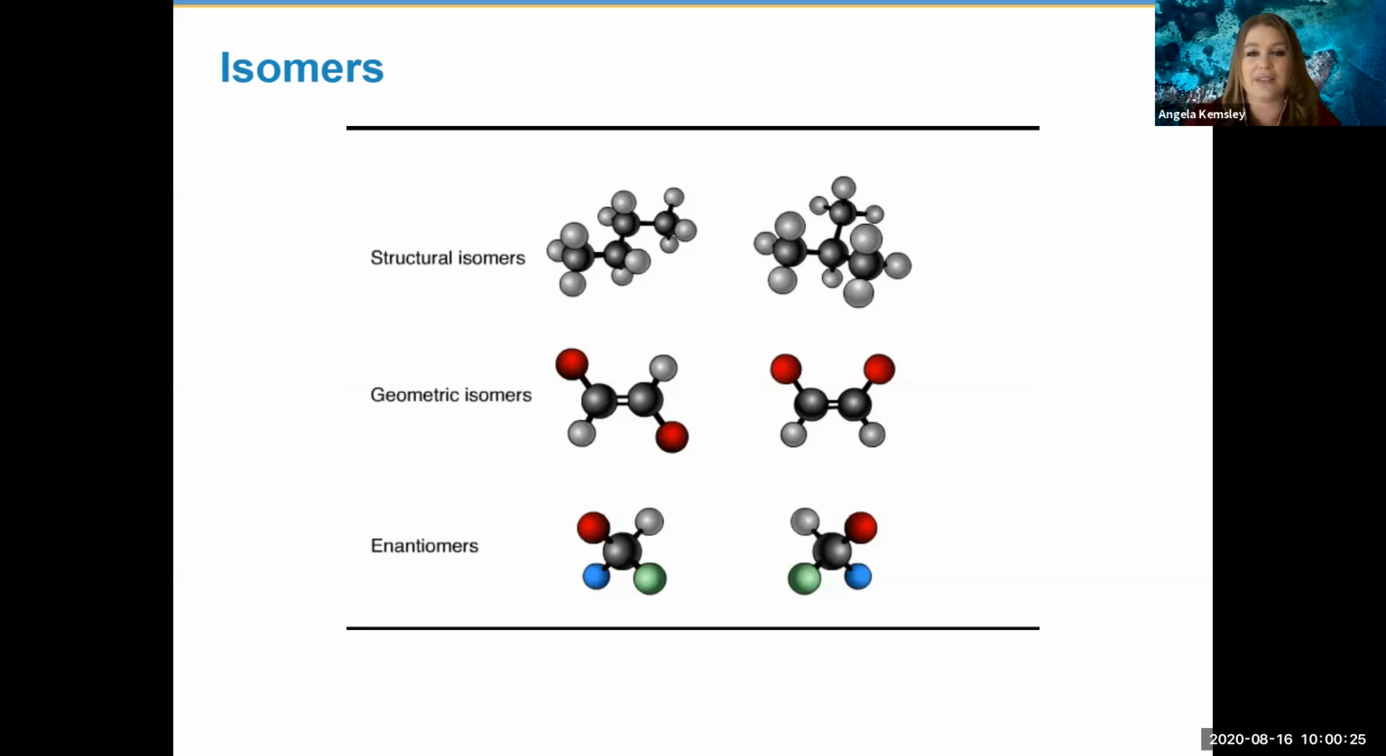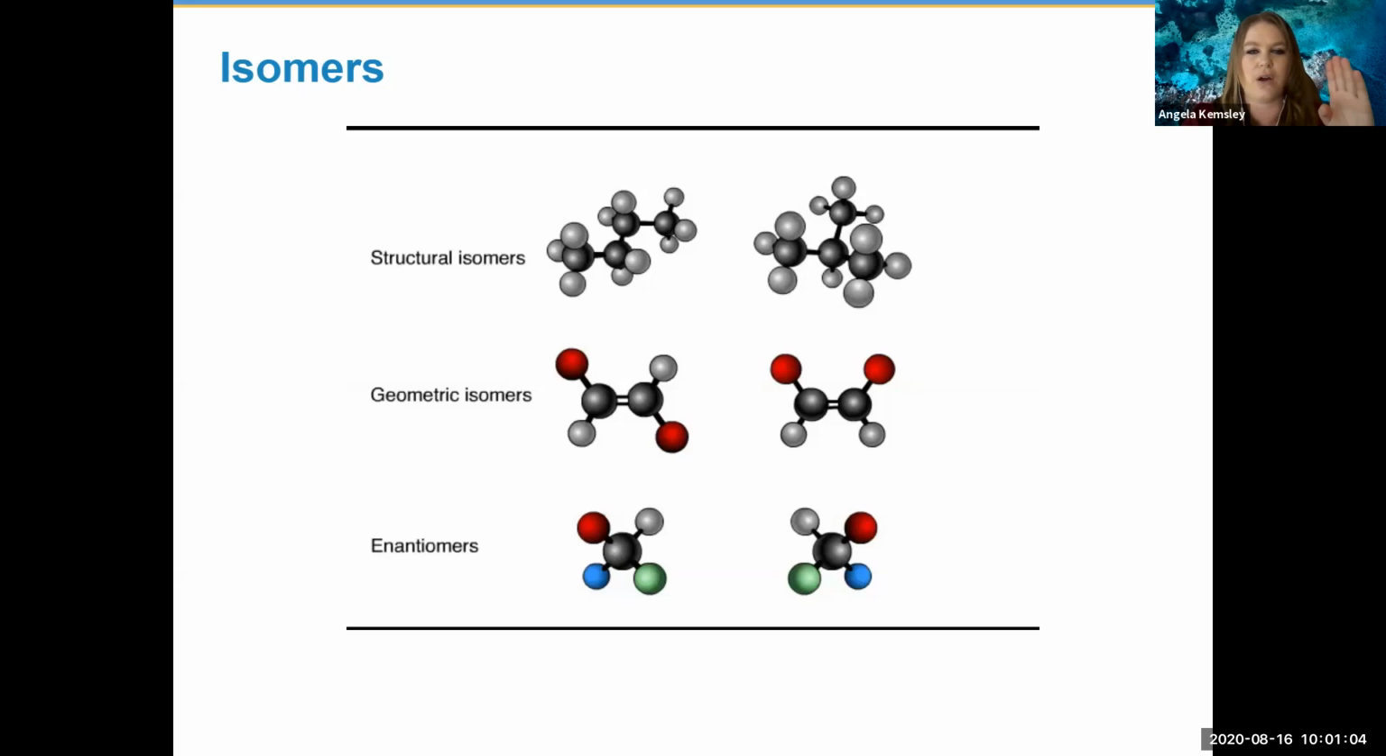So if you take a look at the 2 examples here for structural isomers, you'll notice that each has the same number of black atoms and the same number of gray atoms, but the way that they're bonded is completely different. Those are structural isomers. Now take a look at the next level, geometric isomers. Again, same number of black atoms, same number of gray atoms, same number of red atoms. But in these ones, notice that 1 red and 1 gray are switched. Those are geometric isomers. So essentially they're kind of the same shape, but 2 of the atoms are switched.